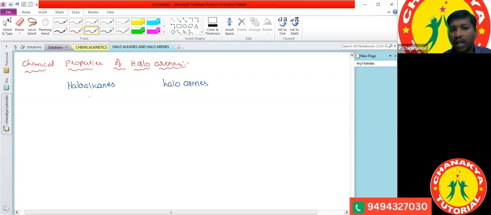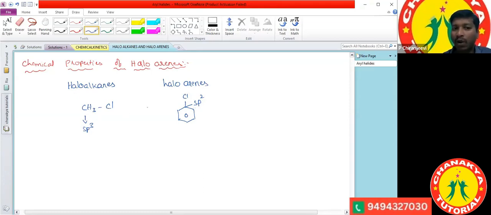Practically, we can see in haloalkanes the halogens are attached to an sp3 hybridized carbon atom only. Right? So what is the hybridization of the carbon? It is an sp3 hybridized carbon atom. And in chlorobenzene, wherever the chlorine is attached, that carbon has sp2 hybridization.